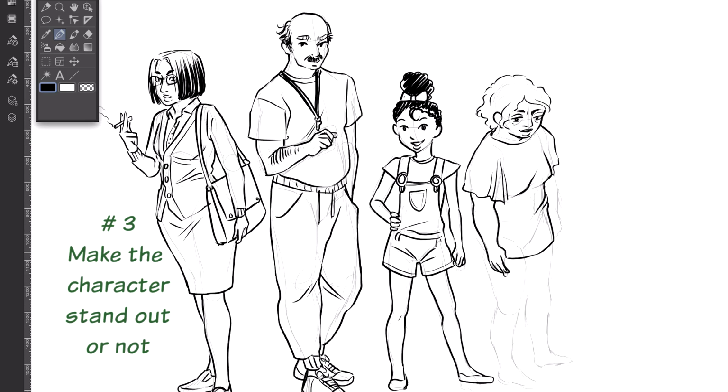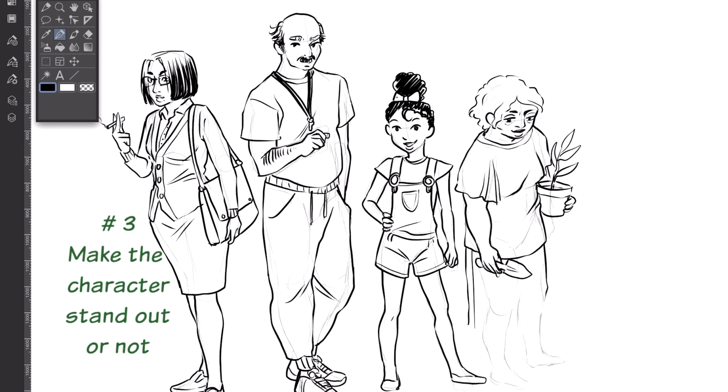And also, it's important that the background figures don't overshine the main. So if you make characters just in the background, don't make them too cool or don't give them too interesting hairstyles. Make them pretty plain, unless there's a reason to make them pretty cool.